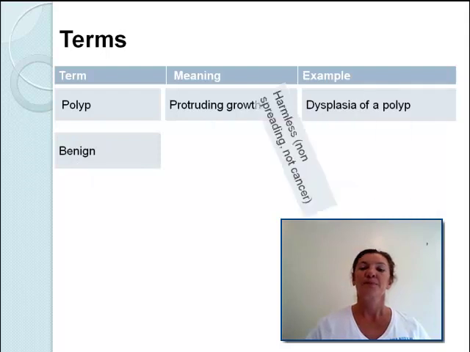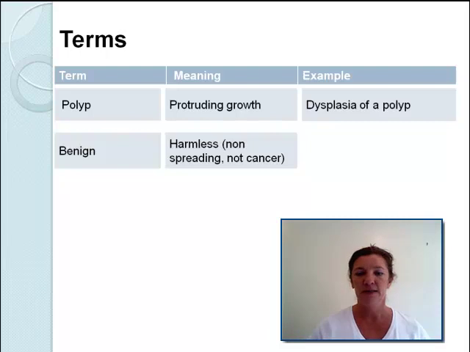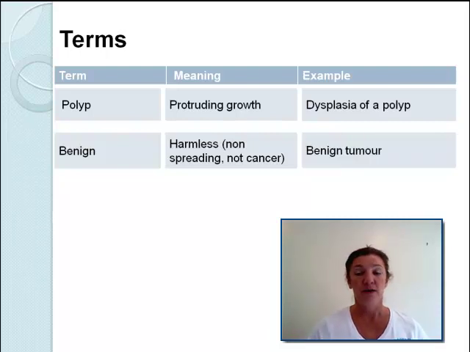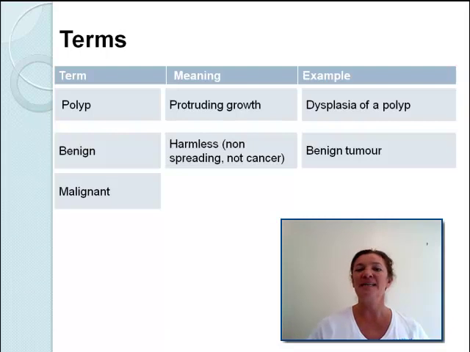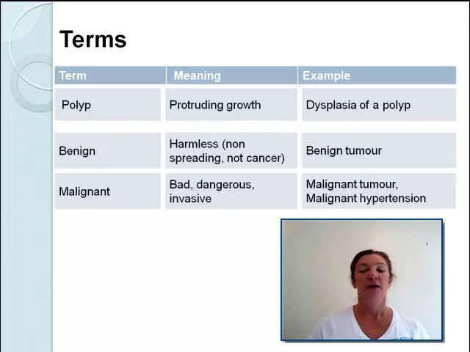Benign means harmless or non-spreading, non-cancerous, it's not invasive. You have a benign tumour, so a mass or a lump that is present but not spreading. Malignant means dangerous, bad or invasive. You may think of the term malignant tumour, so that would relate to a cancer that can spread, it's invasive, it's dangerous. Another term where malignant is used, malignant hypertension, so that would be dangerously high blood pressure.